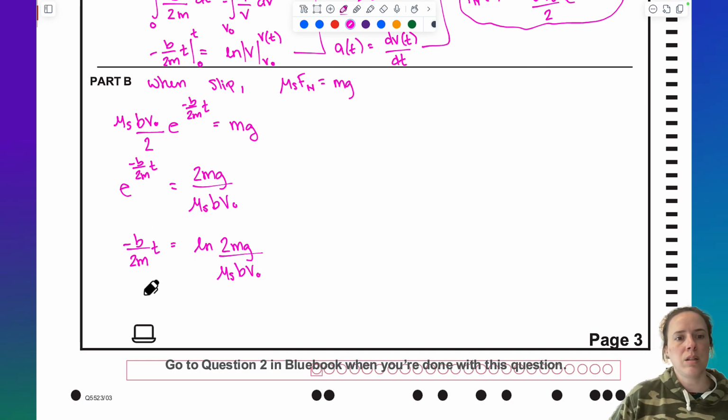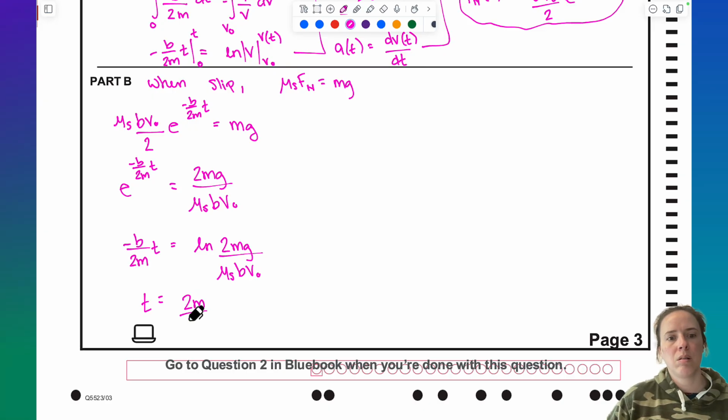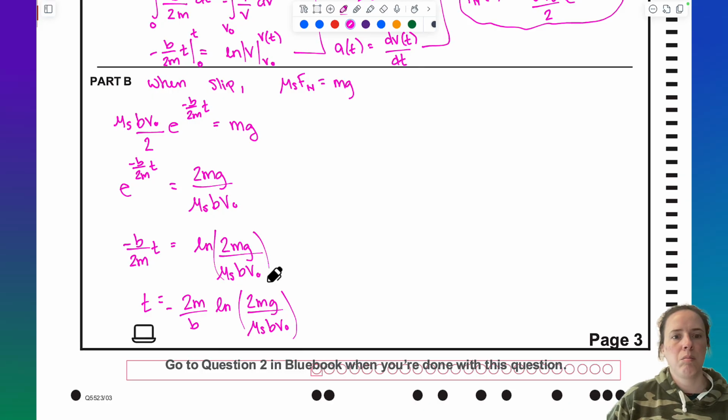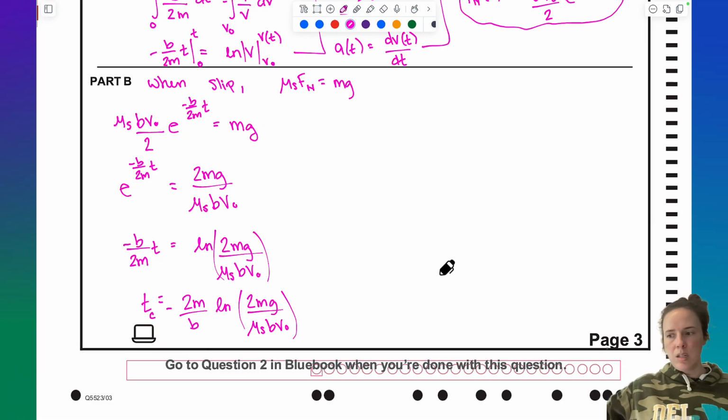And then get all this constant stuff over here. So I'm going to multiply my 2m over with my b. Natural log, I'm going to add parentheses this time just to make it clear. Boom. There's our time. Cool. Or T crit, if you will. Ta-da! So hopefully you managed to scrape up some points on that.